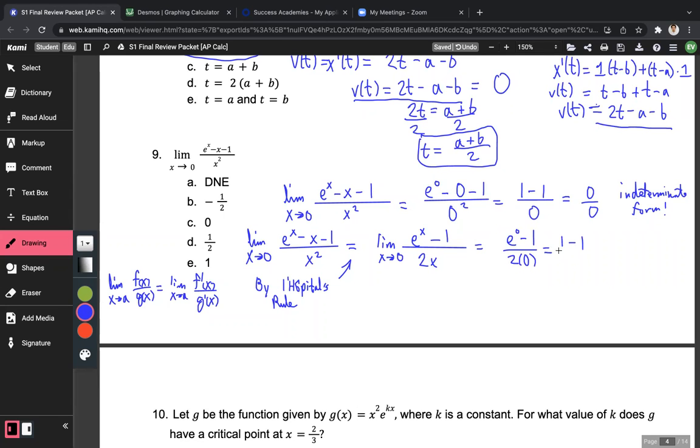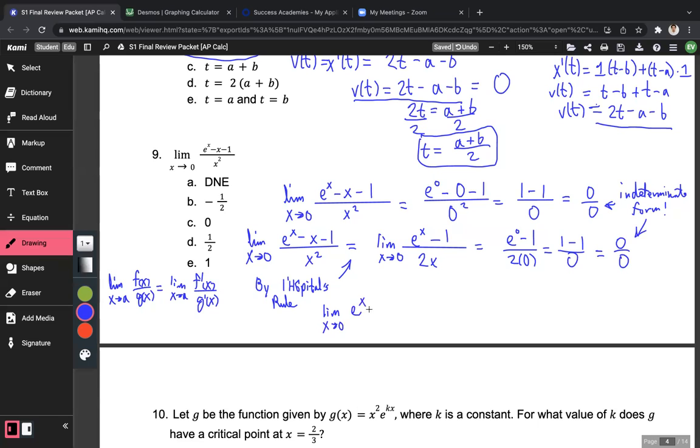Uh-oh, I think I know where this is going. Gives me 1 minus 1 over 0, gives me 0 over 0. Indeterminate form. Again, we had it in our first step. We have it in our second step. That's fine because we can use L'Hopital's rule again.